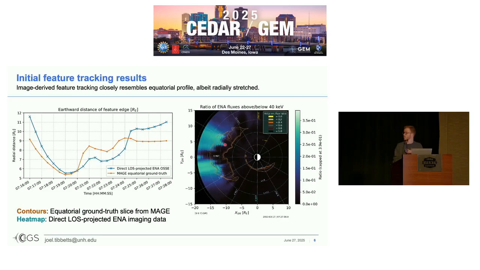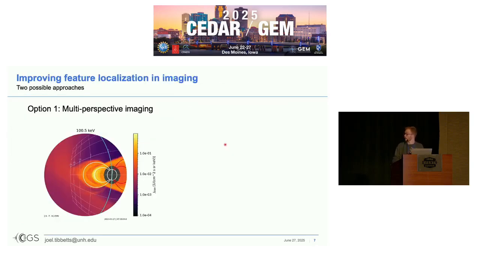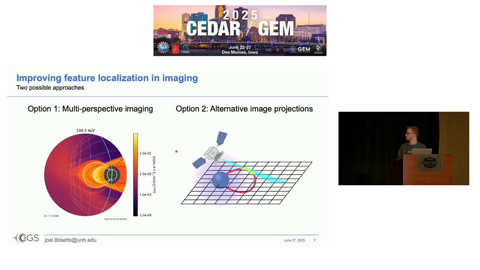So how can we improve this tracking? Option one is to add another imager. This is just a quick view from the equatorial plane looking toward the magnetotail, and you can sort of see the inner edge of one of these features along with a rendering of the XZ plane in SM coordinates. I won't talk about this too much more, but I'm happy to answer questions about that later.